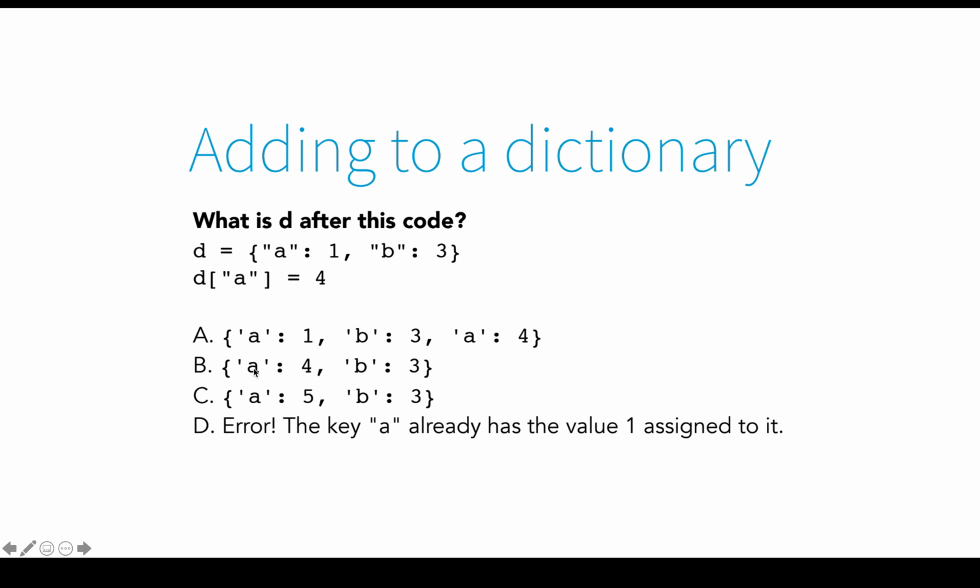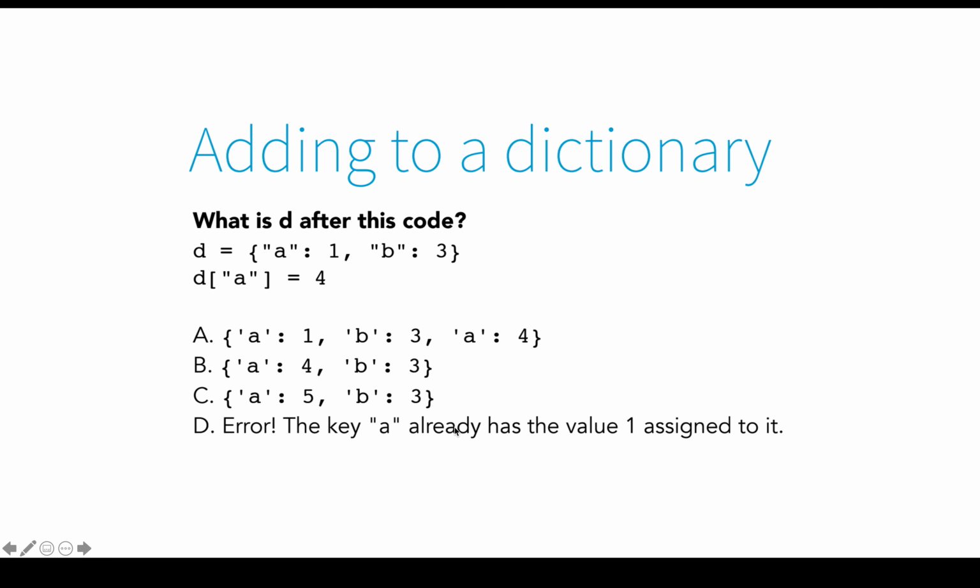What about B? A is 4, and then B refers to 3. That's pretty much right. This is the answer. But let's look at C. What's the difference here? It's basically 1 plus 4 is 5. That's definitely not the truth.